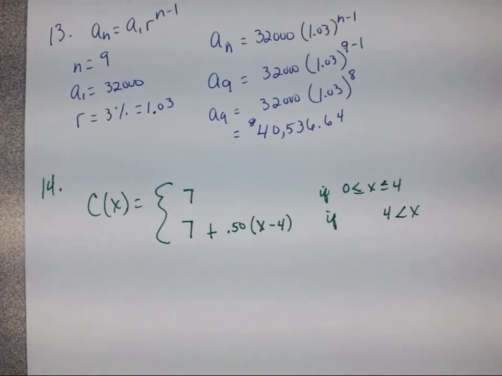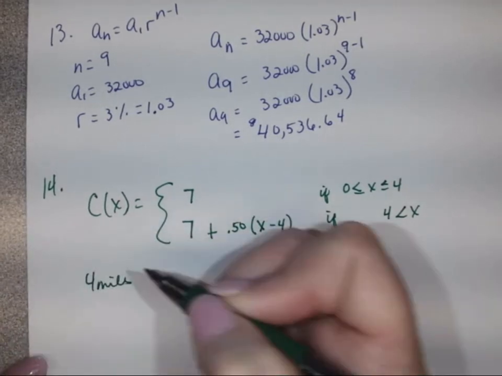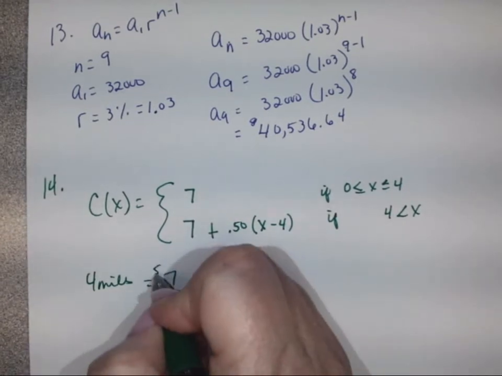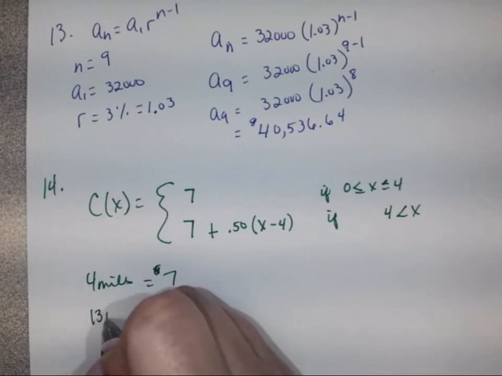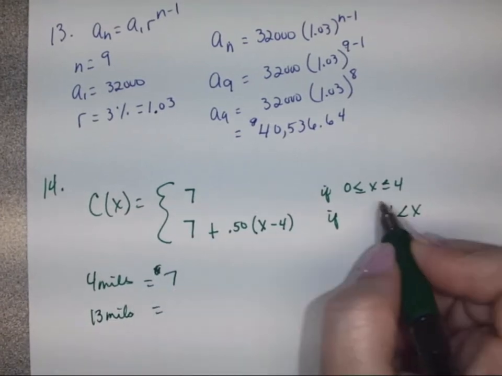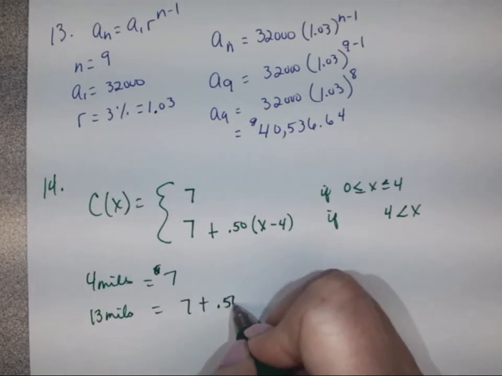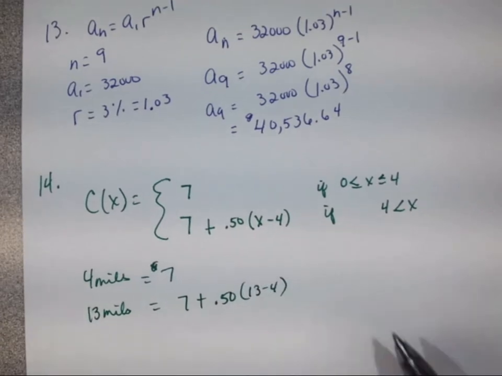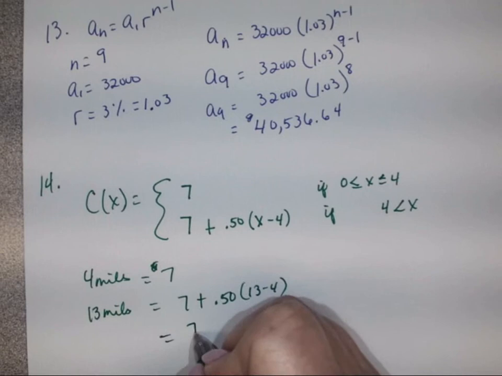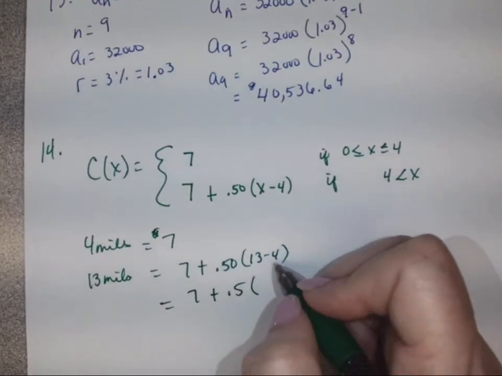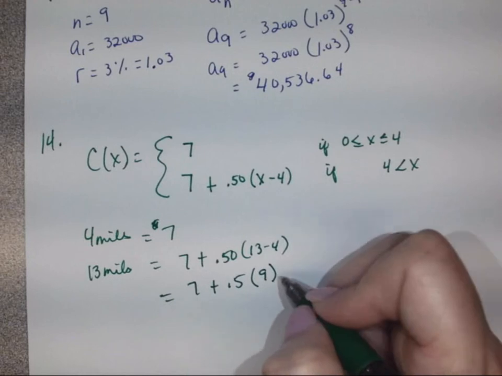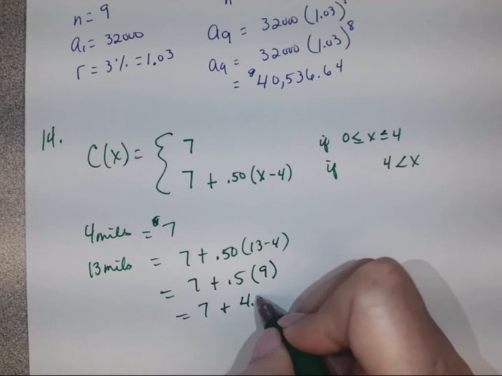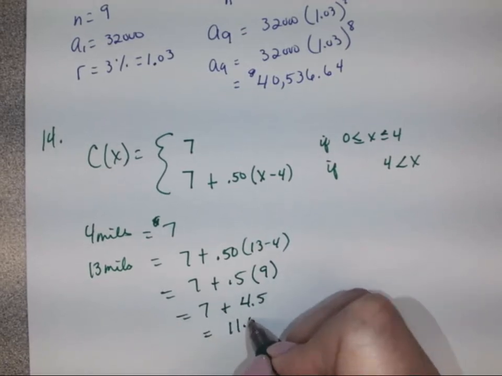Now, it asked us to find at 4 miles, what is the charge? Well, at 4 miles, that includes 4 miles, it's going to be $7. For 13 miles, we have to use the second part, so that'll be 7 plus 0.50 times 13 minus 4. We plug in the 13 for the number of miles, and that will get us 7 plus 0.5 times 13 minus 4 is 9. So that's 7 plus 0.5 times 9 would be 4.5. So we'd end up paying $11.50.